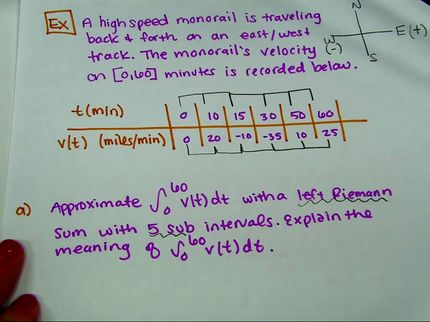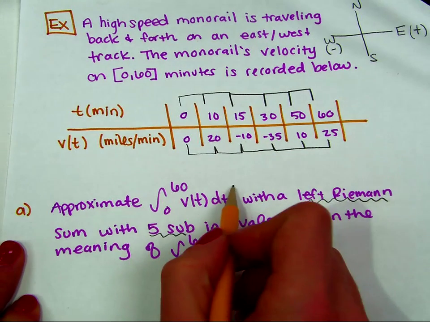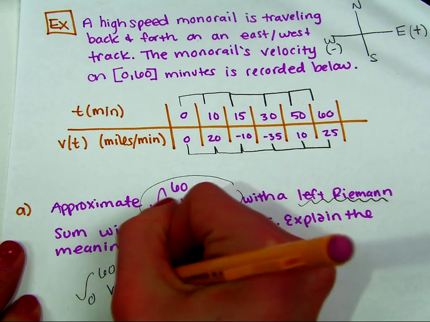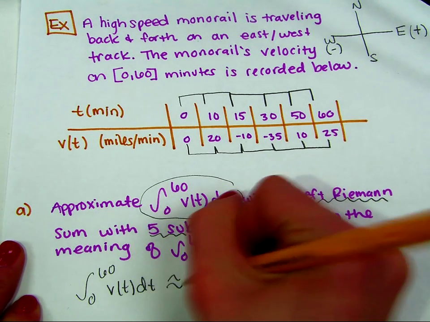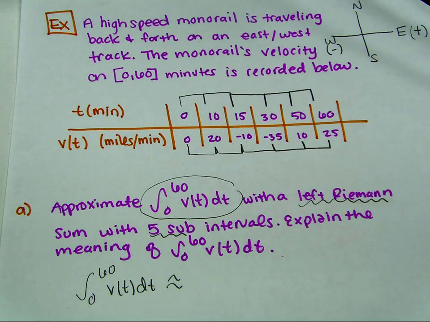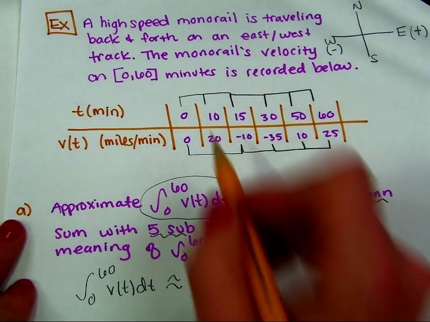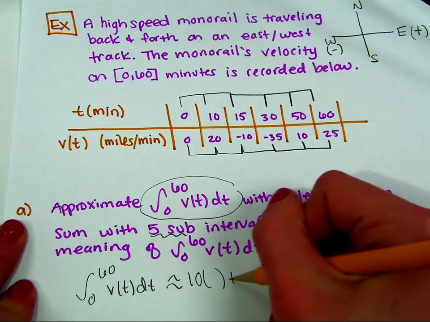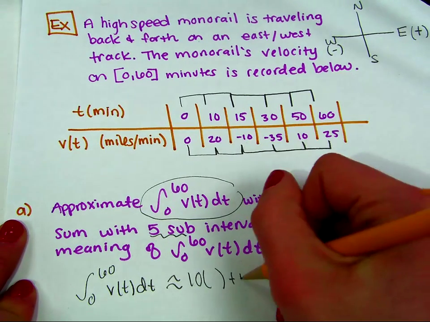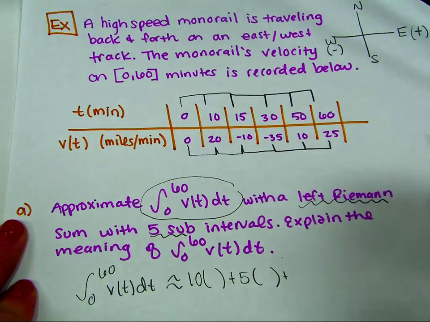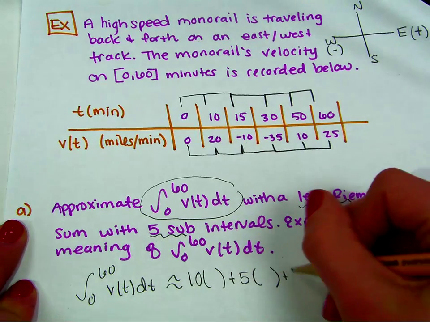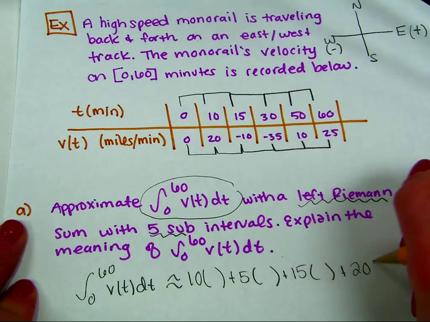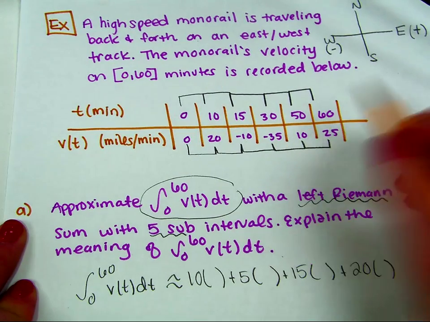All right, so we're ready to set up our integral. Again, it's approximating this. So I might just write that the integral from 0 to 60 of v of t dt is about, just to show that it's approximating that. Now if we get started on our Riemann sum, our first rectangle is 10 units wide. Our next rectangle is 5 units wide. The next one, 15 to 30, is 15 units wide. 30 to 50 is 20 units wide. And the last one is only 10 units wide.